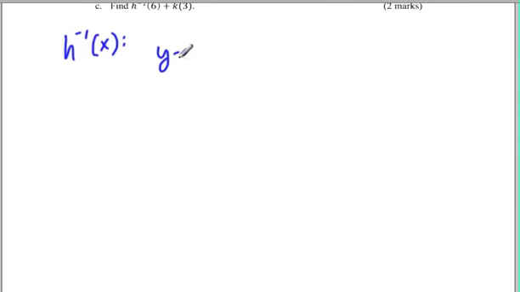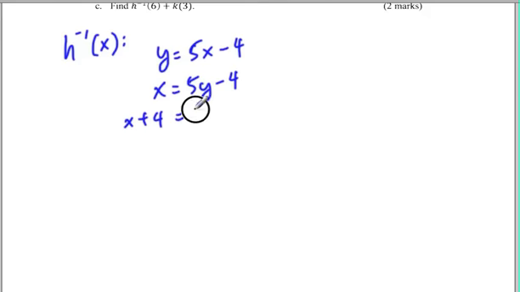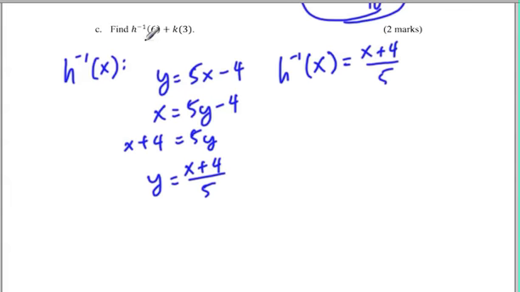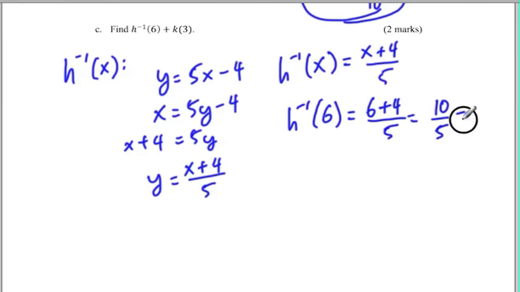So y equals 5x minus 4. We want to find the inverse, so we switch x and y. So x equals 5y minus 4. It becomes x plus 4 is equal to 5y, and y is equal to x plus 4 divided by 5. So h inverse of x is simply x plus 4 divided by 5. Now, we want to find h inverse of 6. So h inverse of 6 is equal to 6 plus 4 divided by 5. So it's 10 divided by 5, which is equal to 2.